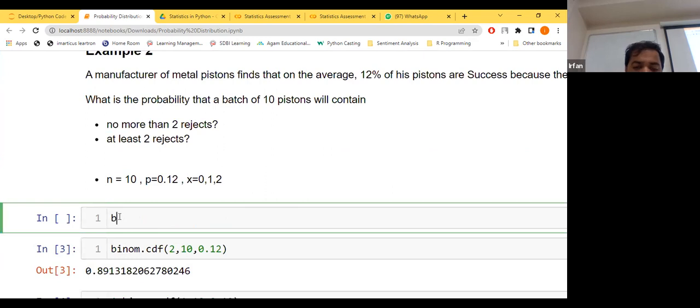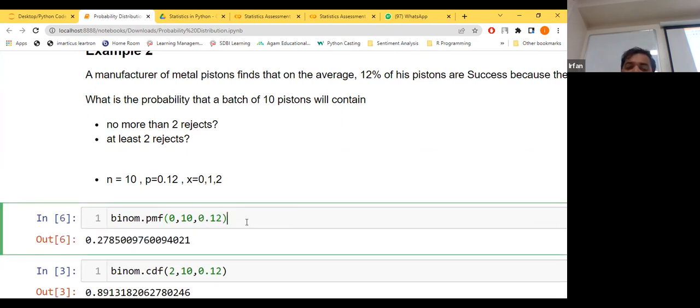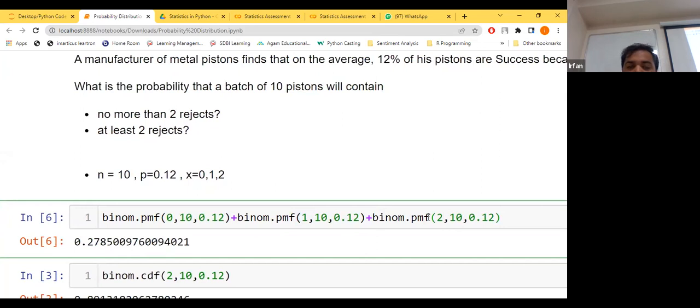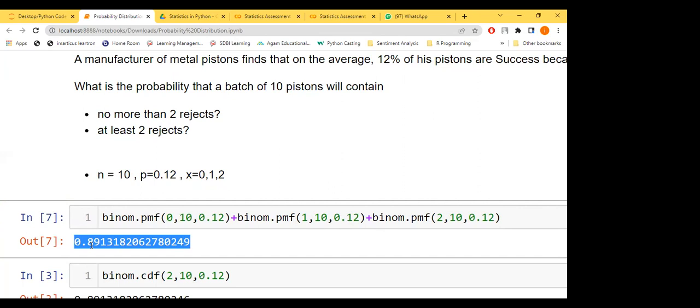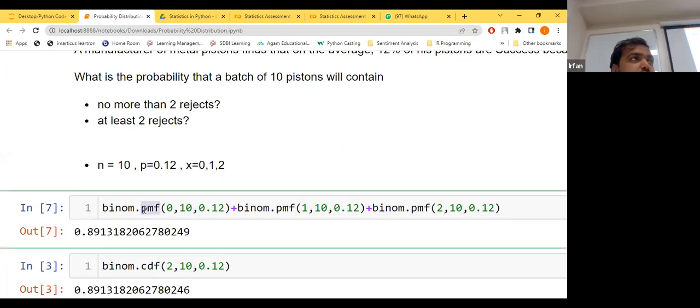Now the way of solving, guys. This is also possible. I can say binom PMF. First, value of X is 0, N value 10, probability 0.12. Compare with the manual, guys. You have done it one by one for 0. Now what I'm doing is 0, then 1, and 2. What is the total answer? Sum of all, 0.8911. So this PMF means for a single value.